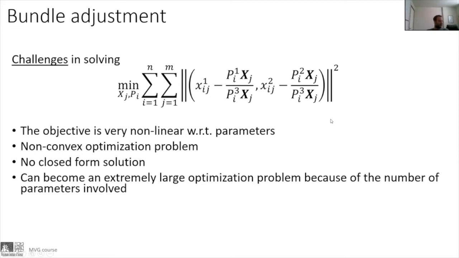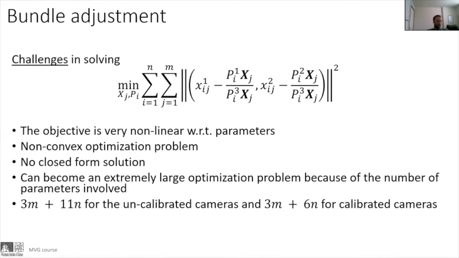And if that's not enough trouble, this optimization can become extremely large, with a lot of parameters. Just to get some intuition for that: if we have m 3D points and n cameras, in the uncalibrated case we'll have 3m variables for the 3D points and 11n variables for the camera matrices.